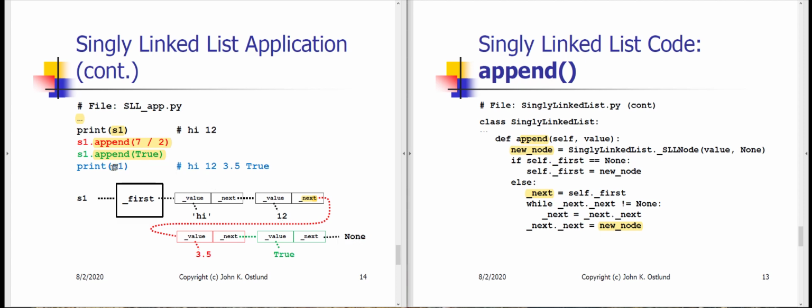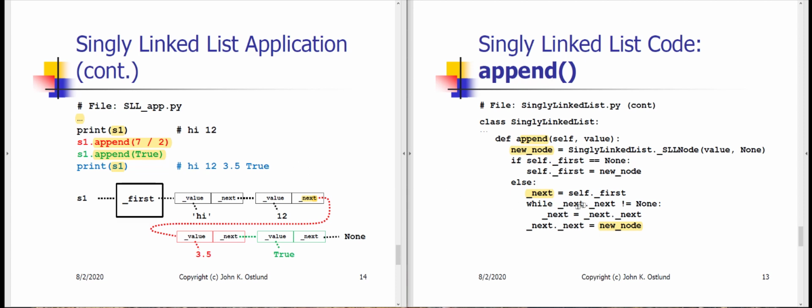When we now print out the string representation of S1, what we're going to get out is HI space, 12 space for the int, 3.5 space for the float part, and then the word true for the bool true value.